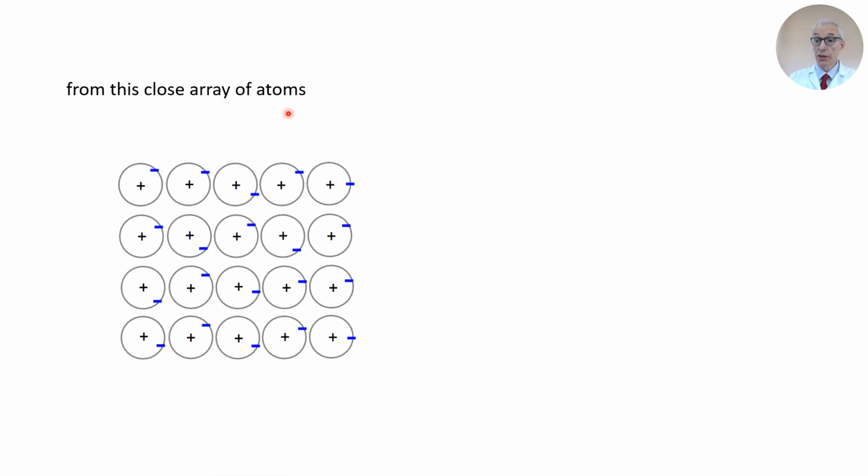The atoms or particles are close and may be called an array. So we have a close array of atoms. And an atom, of course, has a nucleus, which is positive, and I've drawn a negative sign for the outer shell electron. So in this particular example, we have a positive nucleus and a negative electron in the outer shell. Of course, there may be in other metals more than one outer shell electron.